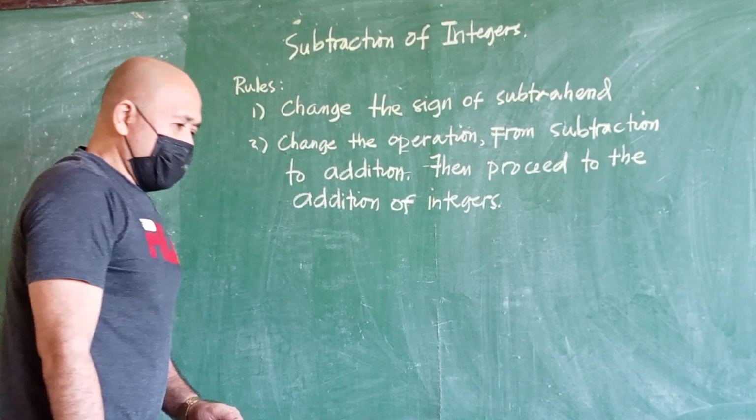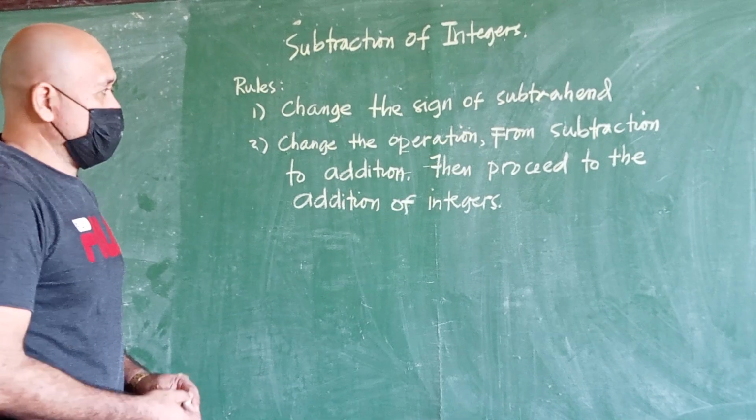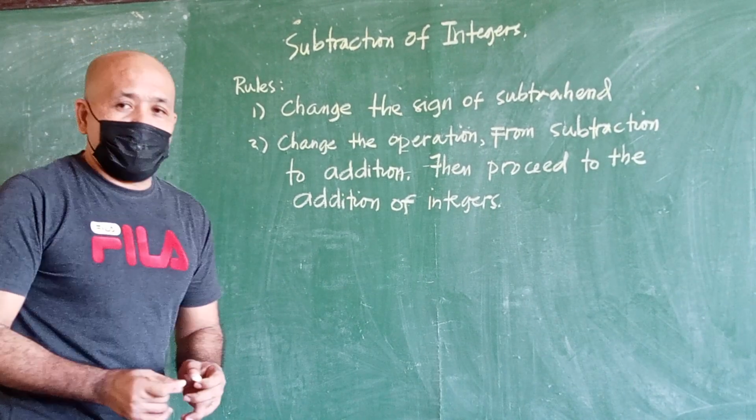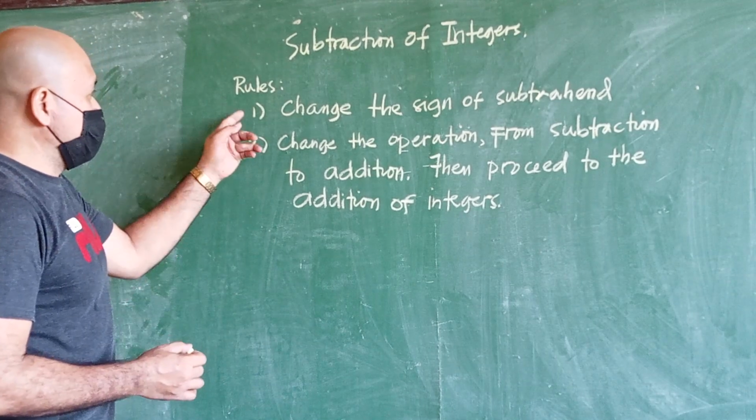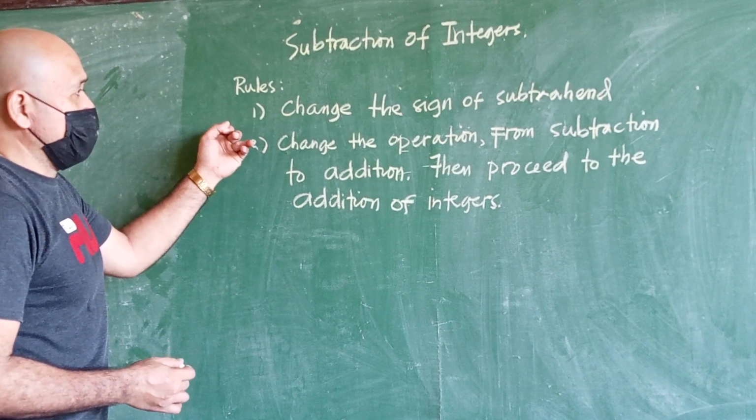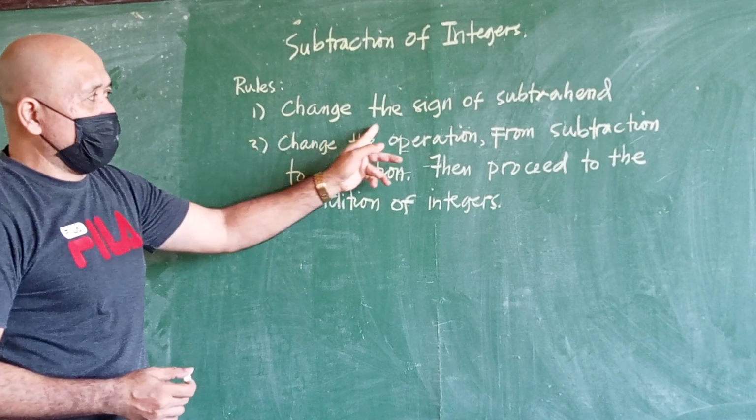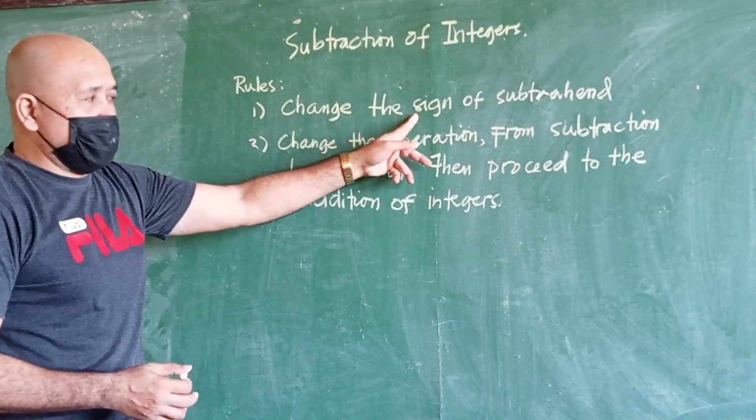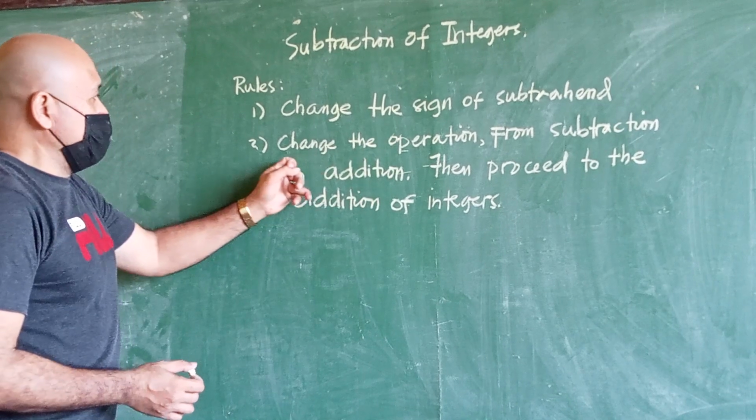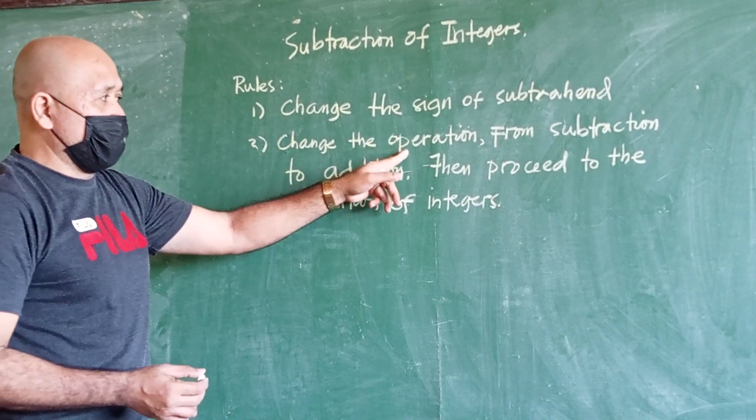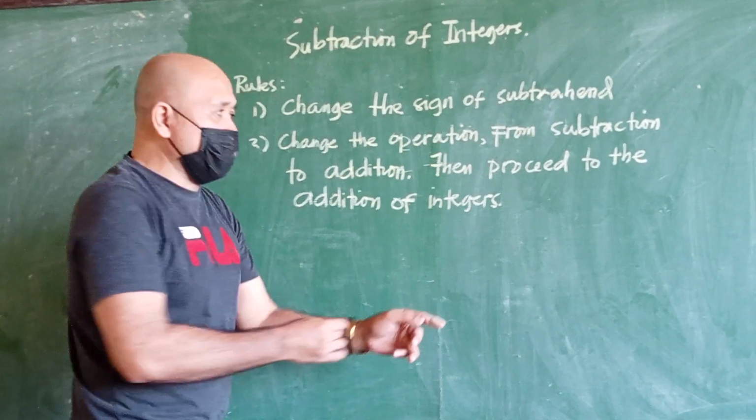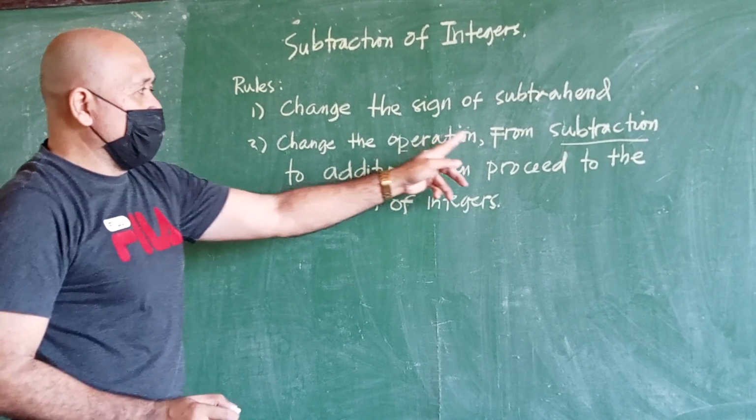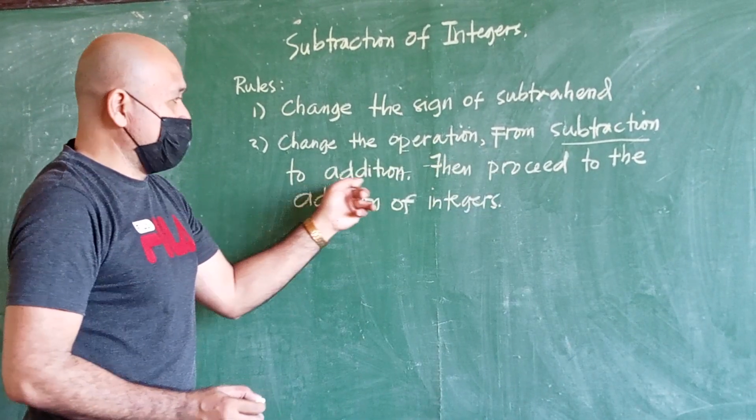Okay, when we subtract integers, these are the rules that we need to observe and you need to follow. The first thing that you're going to do is to change the sign of the subtrahend. Then after changing the sign of the subtrahend, change the operation from subtraction, because the given is subtraction, to addition.